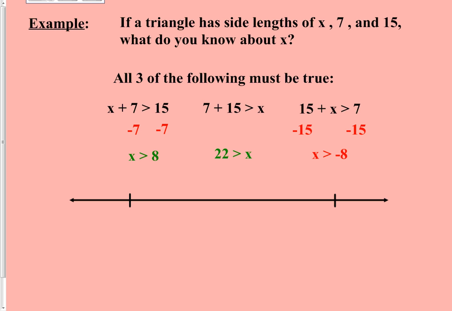Okay, so on our number line, we have 8 as the lower side, and x must be bigger than 8. On the larger side, we have 22, and the inequality says that x must be smaller than 22. So clearly x is going to be in this area between these two values. So in sandwich notation, that is 8 is less than x, which is less than 22. Those are the boundaries for the third side length.